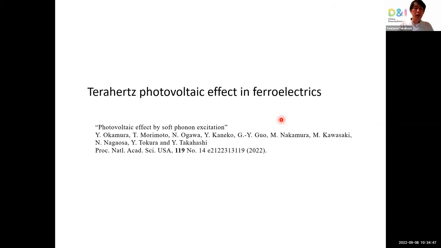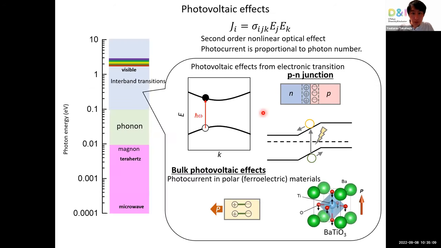So let's move on to the second half of this seminar. We talk about the terahertz photovoltaic effect in ferroelectrics. The photovoltaic effect converts photons to electric current. Usually, the interband optical transition induces photocurrent. Generally, this photocurrent is expressed by the second order nonlinear optical effect.